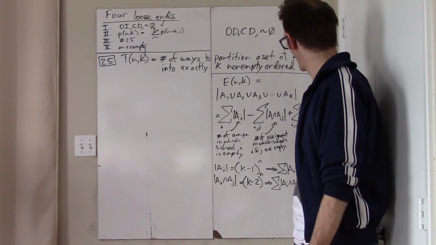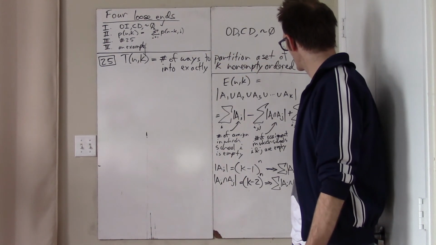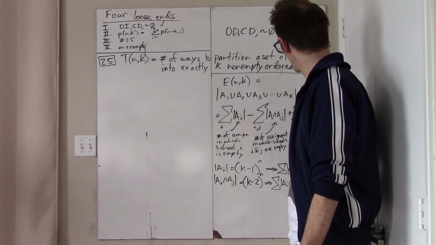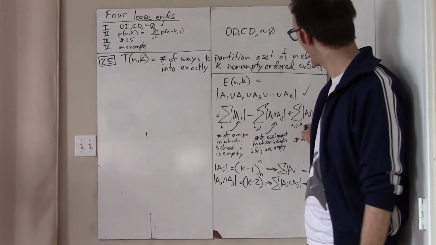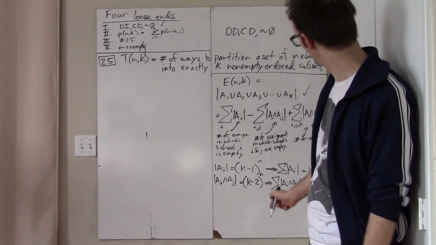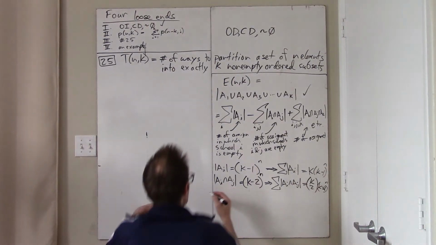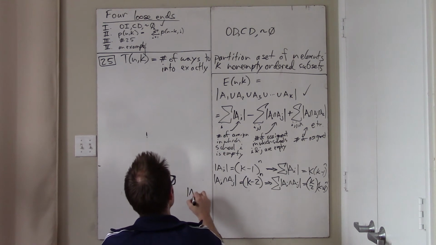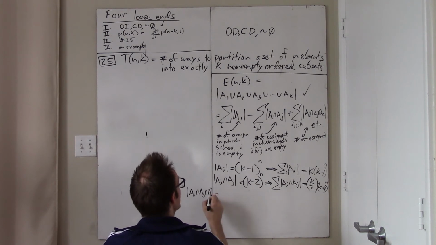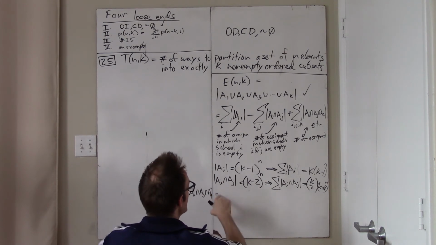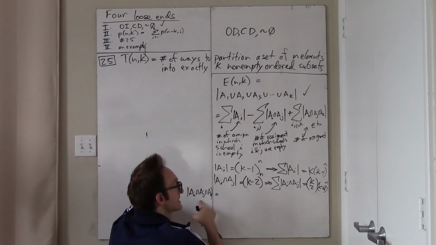Let's just do one more. What is this? This is the number of assignments in which schools I, J, and K are empty. And so I need to find the size of AI intersect AJ intersect AK. And now I think you're getting the hang of this maybe. Now I have 3 fewer schools to assign students to.